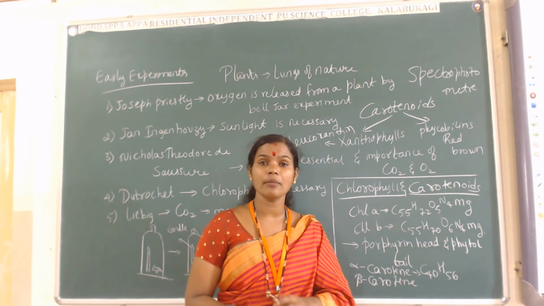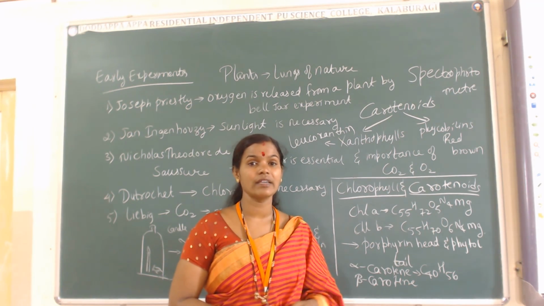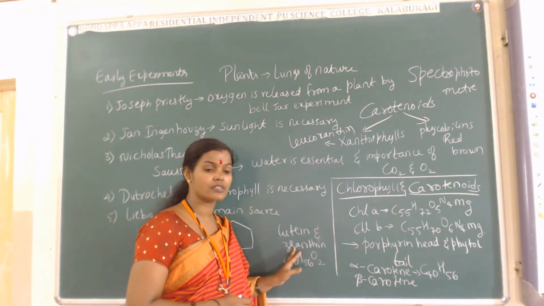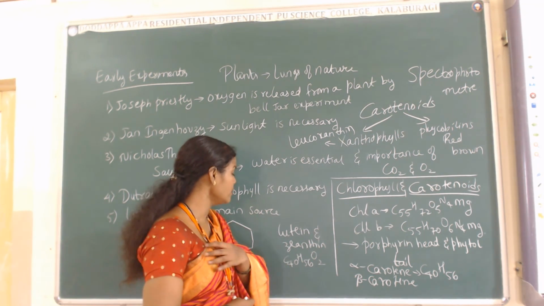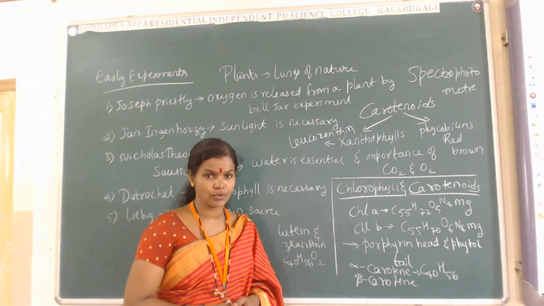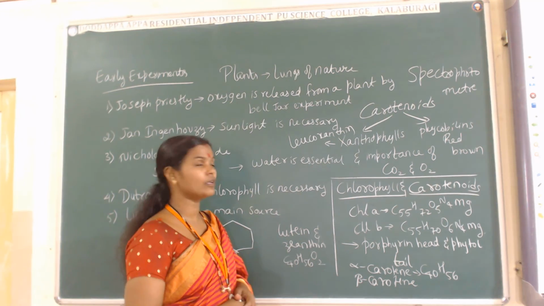Okay, and apart from the xanthophyll, we are also seeing the presence of the phycobilins. So phycobilins are made up of red and the brown color pigments, and these phycobilins are of 2 types. One is called as what? Lutein, and the other one is called as what? Zeaxanthin. And the empirical formula for the lutein and zeaxanthin is C40H56O2. So this is all about the chlorophyll pigments.